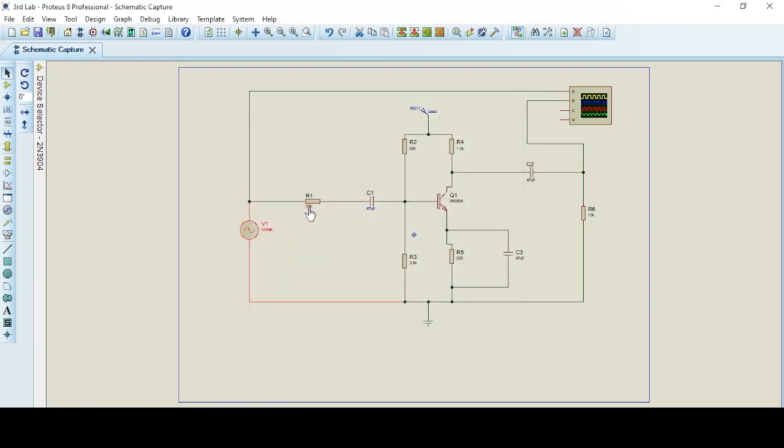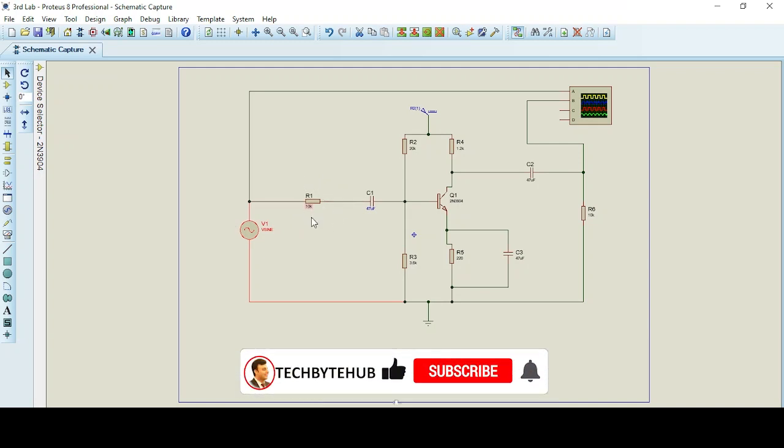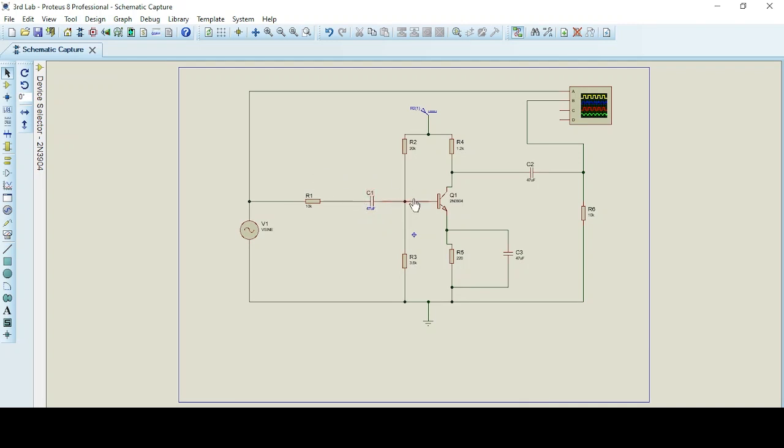And beside it, this is the first resistor. It is a current limiting resistor, and its value is 10 kilo ohm. And beside this is the 47 microfarad capacitor. It's a coupling capacitor which couples the input signal to the base terminal.